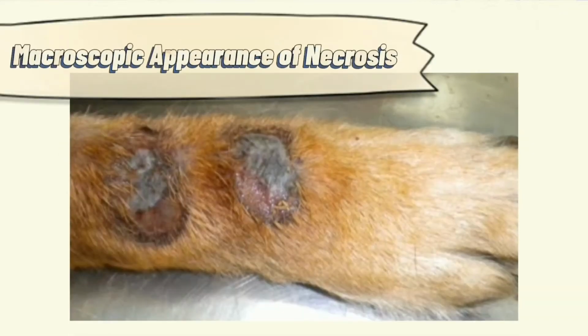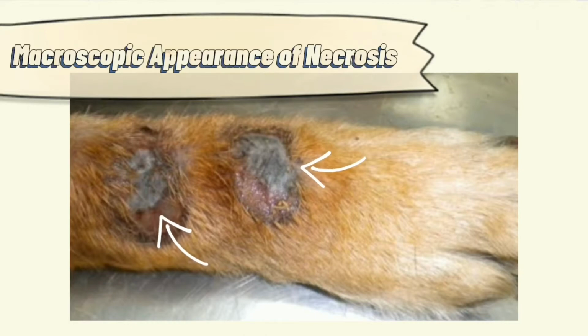The macroscopic appearance of necrosis. The areas are white, gray, or yellow in color. It appears as if the tissues were coagulated or cooked and stand out distinctly from the surrounding normal tissue. Their borders are sharply demarcated and are usually surrounded by a red zone of inflammatory reaction. Abscesses may form if pyogenic bacteria are present.